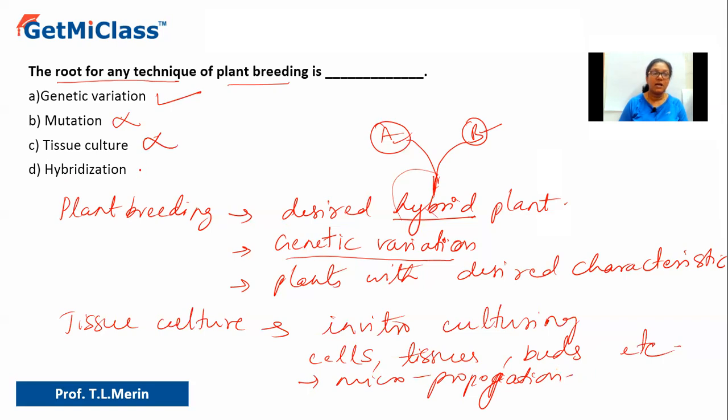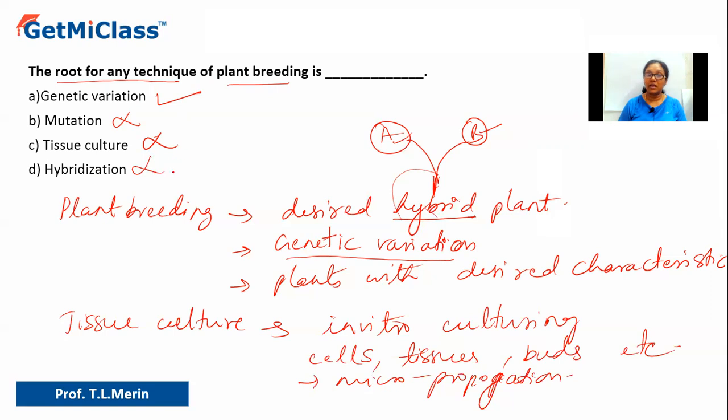Option D says hybridization. Hybridization is bringing together characteristics from different plants to get all the characters in one, a hybrid variety. That is not the cause, that is the procedure. That itself is the process. But they're asking for the root for any technique of plant breeding. Hybridization is a technique of plant breeding, but it is not the root cause. The root is genetic variation.